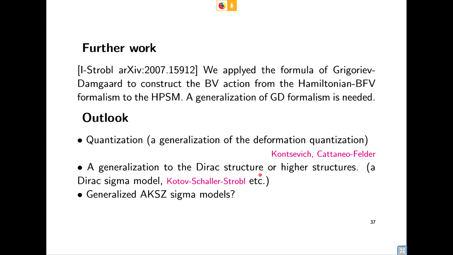A twisted Poisson sigma model is an example of twisted Dirac structure. So we can consider a more general model, for example, a Dirac sigma model and so on. And the other, ambiguous thing is that there is a possibility to generalize the AKSZ sigma model. I'm not sure, but maybe we can analyze such a generalization.